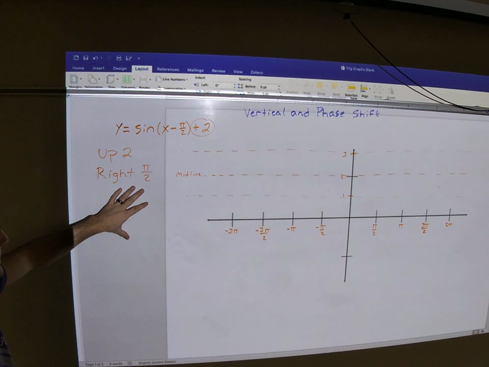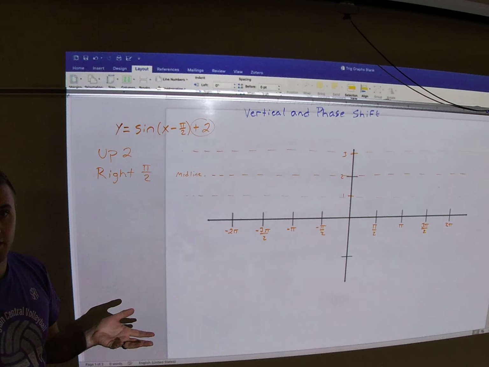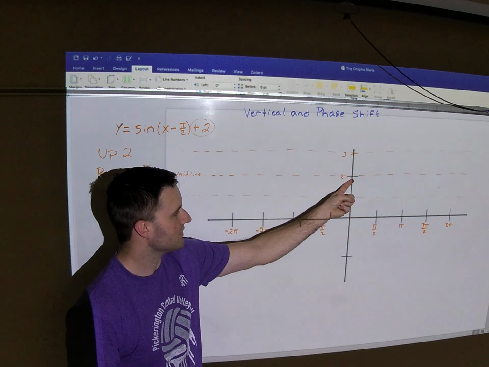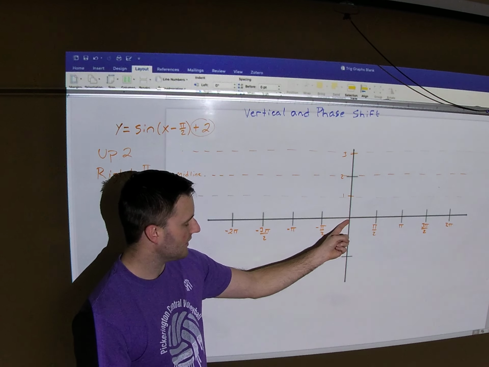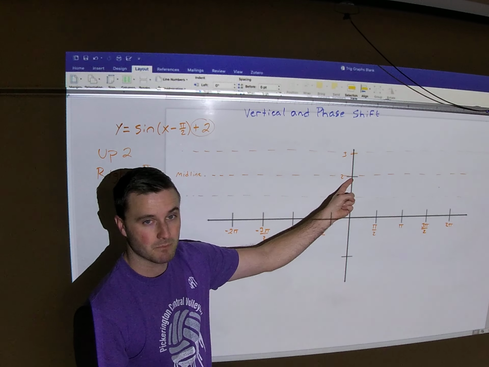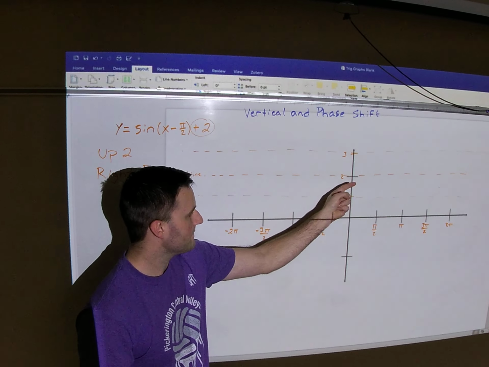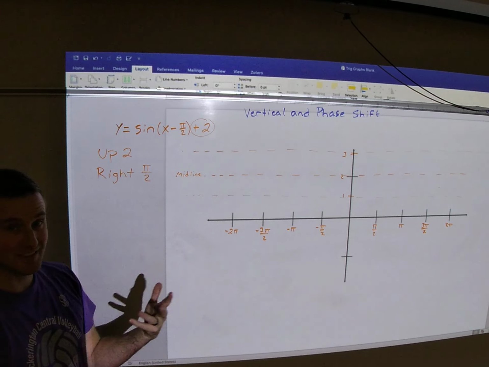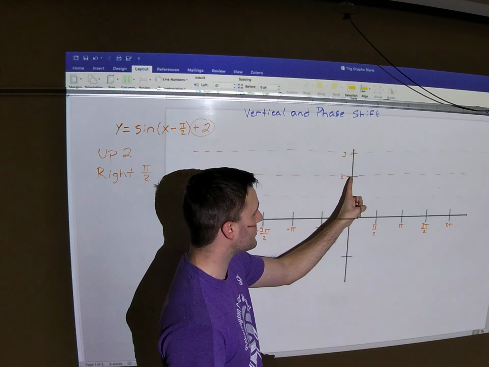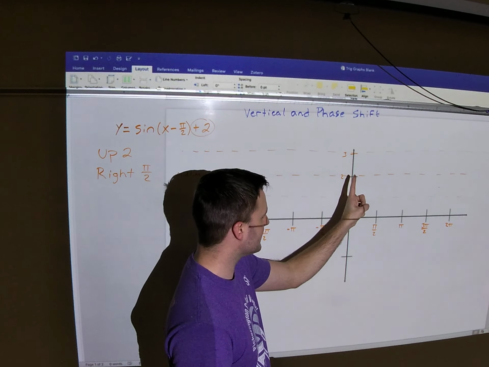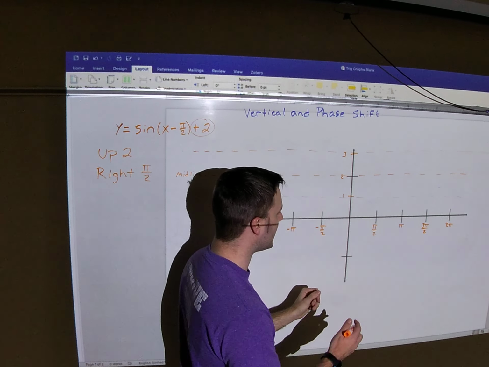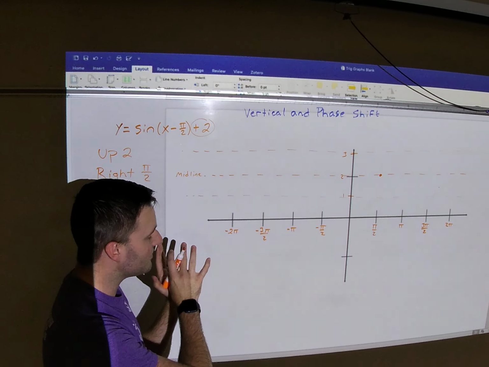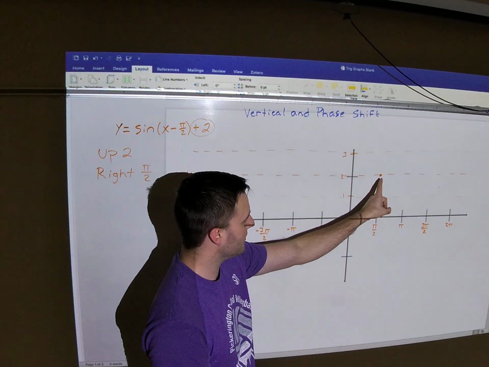Then let's take a look at this right pi over 2. So here's how I would think about it. Where does my sine function normally start? Well, my sine function normally starts at the midline. So we normally start here at our x-axis, but because we shifted up 2, my sine function always starts at the midline. Now, I need to shift that sine function to the right a distance of pi over 2. In our case, that's just 1 tick mark. So instead of starting here at the midline at 0, I'm going to shift to the right to our first tick mark at pi over 2. So we're still starting at the midline, but because I shifted that point to the right, we're actually going to start at pi over 2.